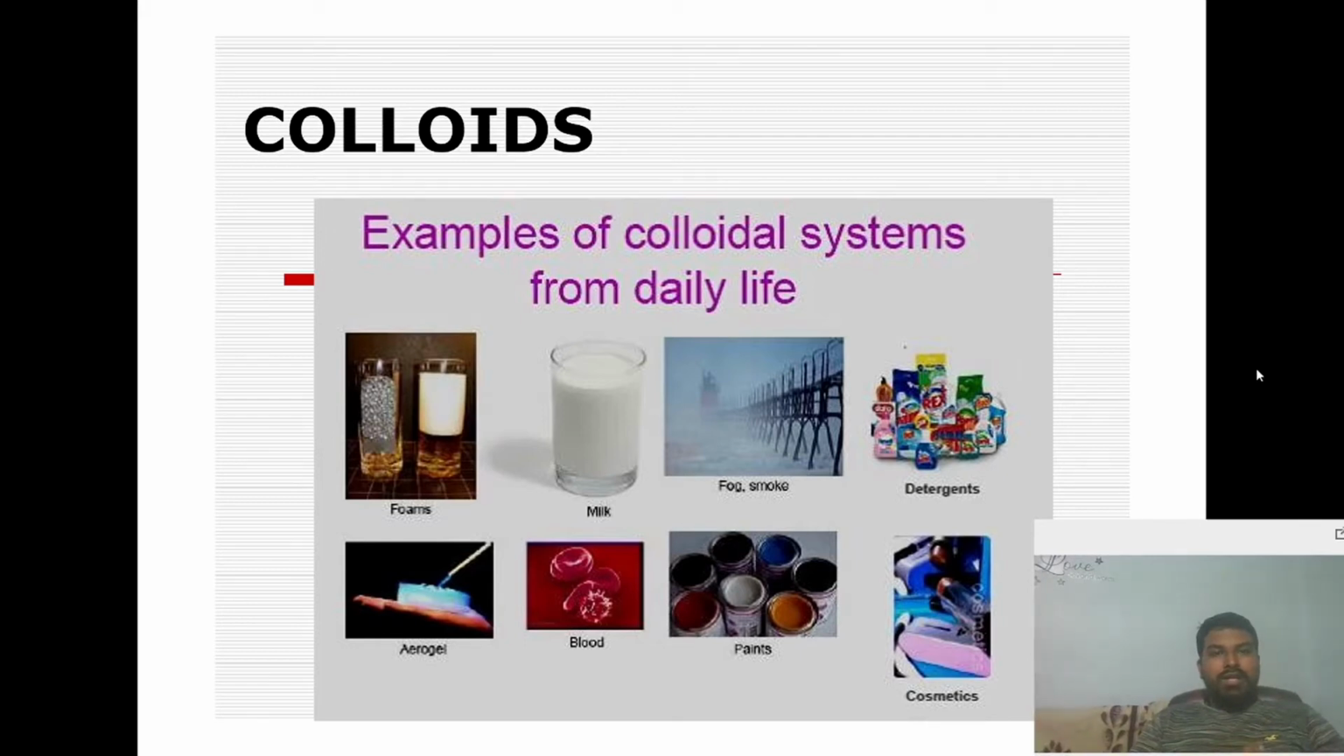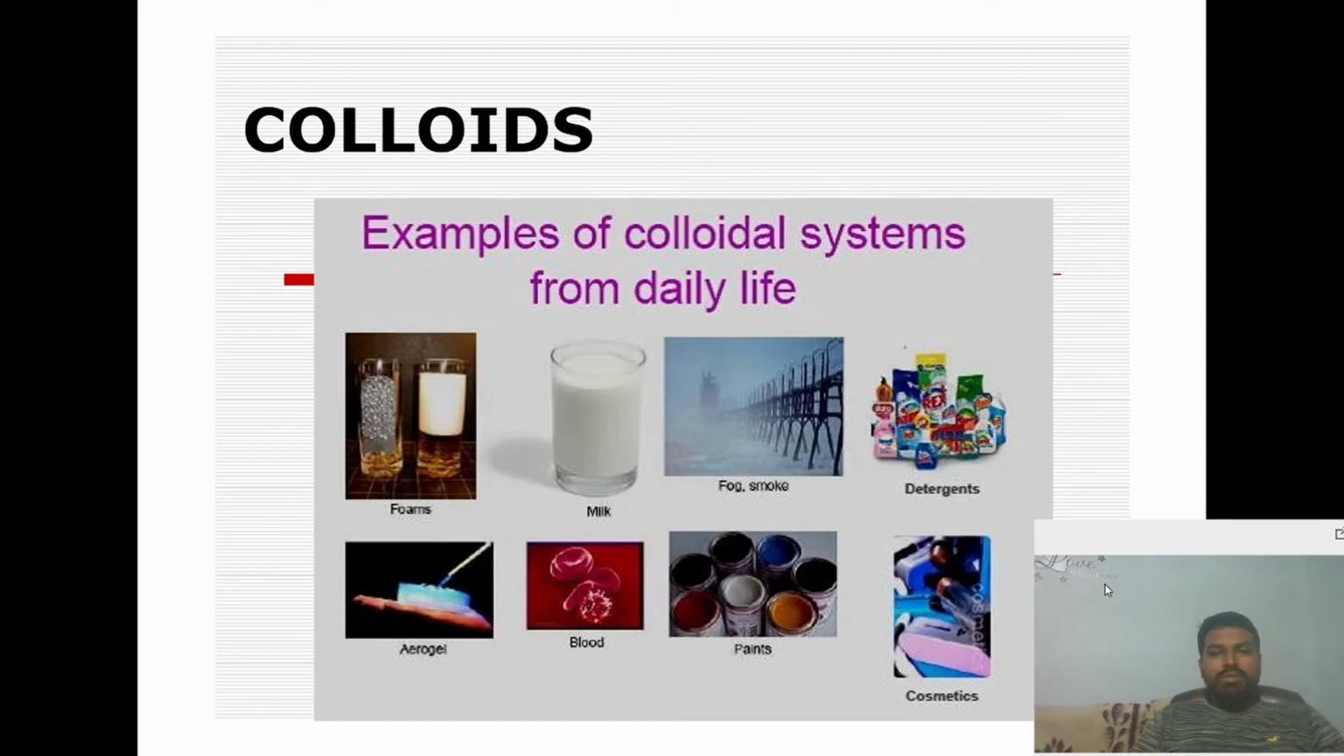We will start our next topic, that is colloids. Now, what are colloids? These are some examples of colloids which we use in day-to-day life. These are foams. This is milk, fog and smoke. This is detergent, blood, aerogel, paints and cosmetics.